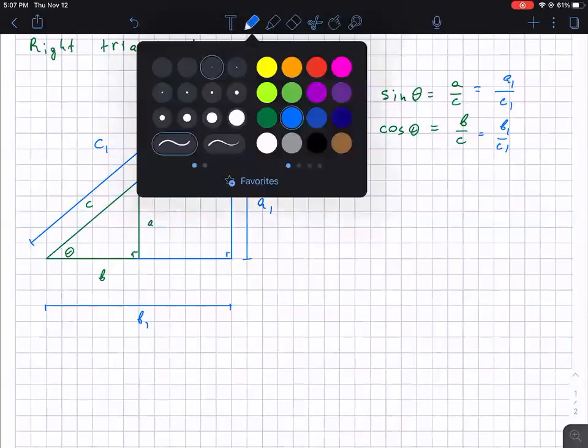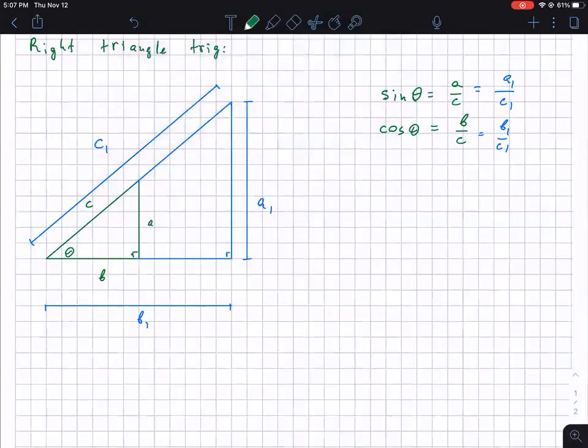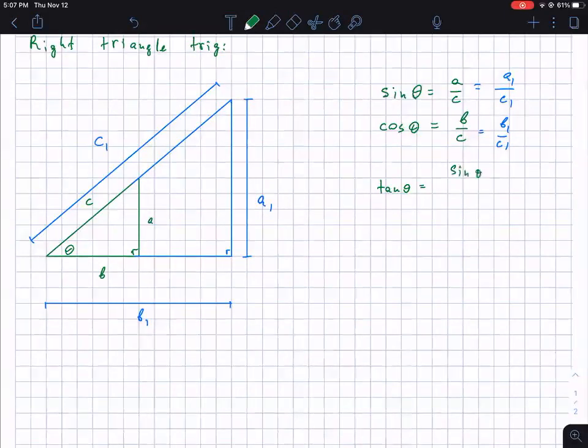And now you introduce additional trigonometric functions. Tangent of theta is sine theta over cosine theta, or A over B, opposite side over adjacent side. Then you also have the three additional reciprocal functions: secant theta is 1 over cosine theta, cosecant theta is 1 over sine theta, and cotangent theta is 1 over tangent theta.